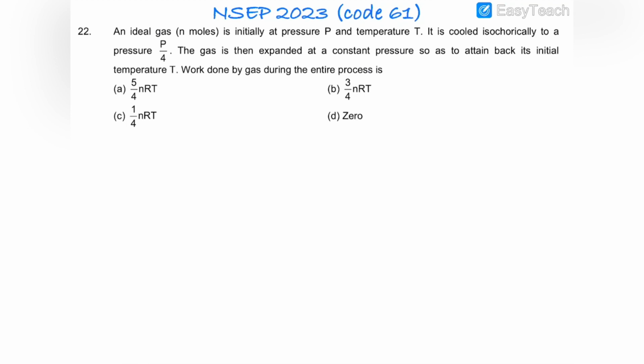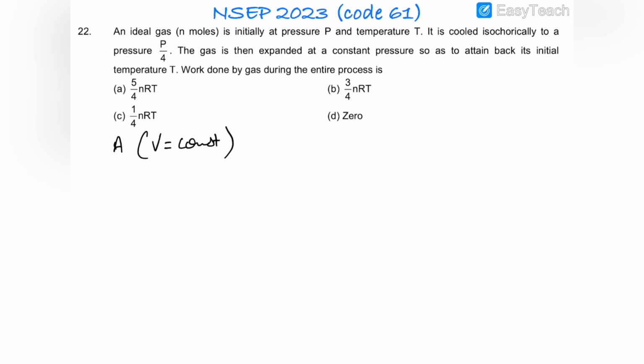In this question, we can see that there is an ideal gas which has n moles, and initially the gas was at pressure P and temperature T. It is cooled isochorically to a pressure P by 4. Then the gas after cooling is expanded at constant pressure so that it attains back the original temperature. We have to find out the work done in the entire process. So the first process is process A, in which we have cooled the gas isochorically, which means that volume is constant.